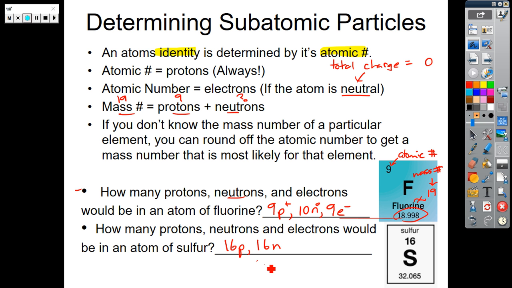This just happens to be the same as the number of protons here. It doesn't always have to be that way. You can see that in the last example. Okay, but we got this by doing 32 minus 16, mass number minus atomic number. Okay, and finally, the number of electrons, if this atom were neutral, would be 16. So here's a case where all 3 subatomic particles, the protons and the neutrons and the electrons, all ended up happening to be 16. Okay?